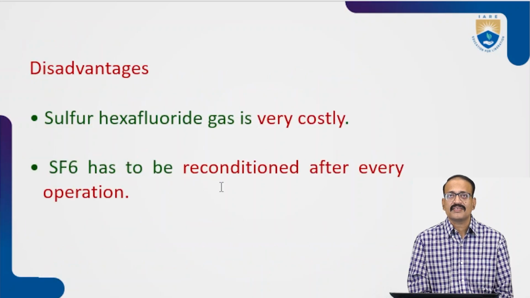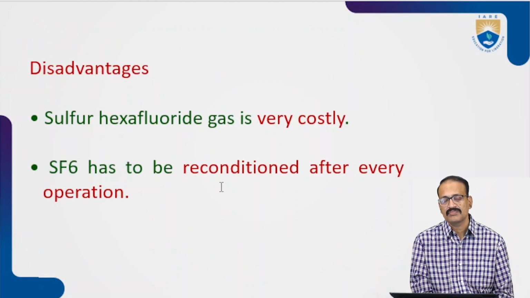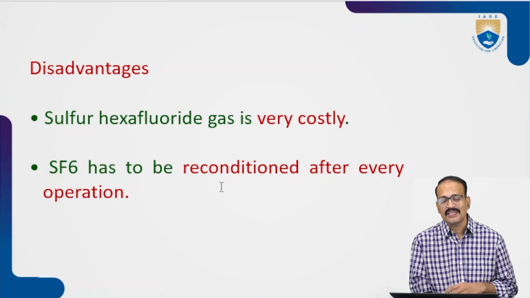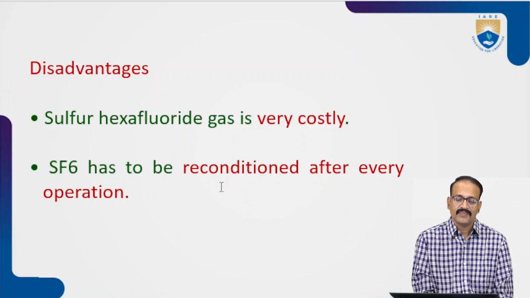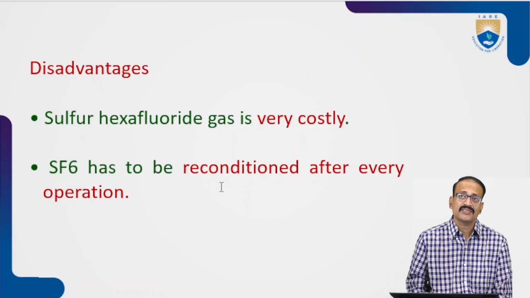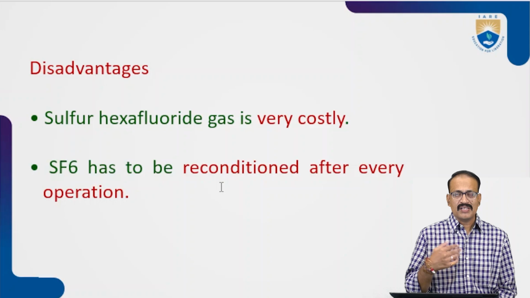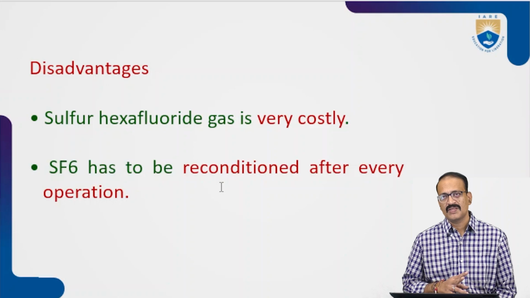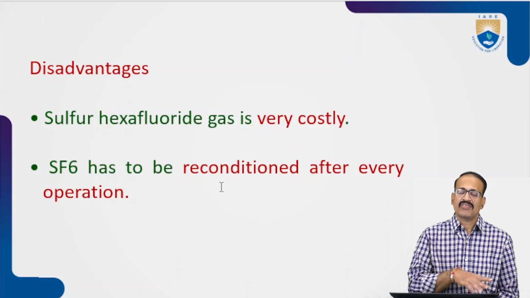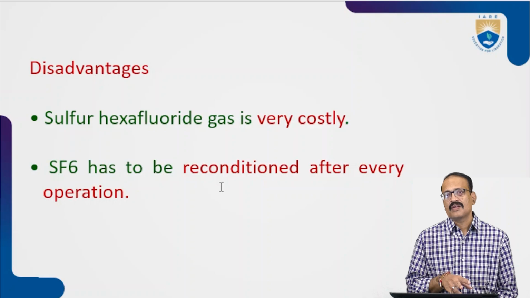When you come to disadvantages, sulfur hexafluoride gas is very costly. Naturally, if the benefit is very big, the cost will also be big. SF6 has to be reconditioned after every operation. If you want to recondition after every operation, you cannot use it frequently. So it is not suitable for frequent operations. But air blast is suitable for frequent operation, and it is also costly.